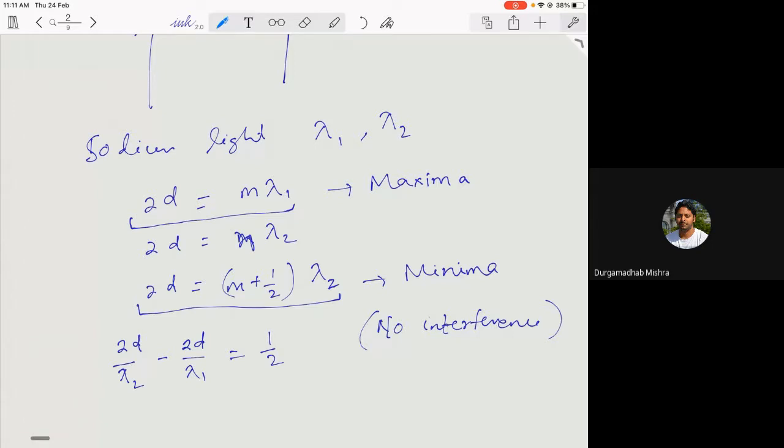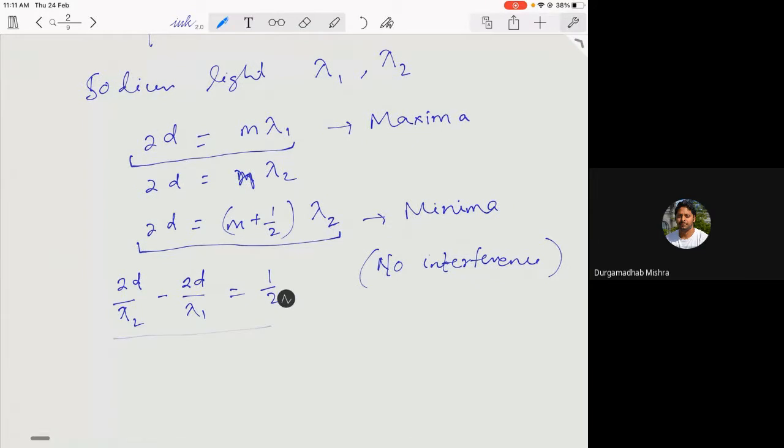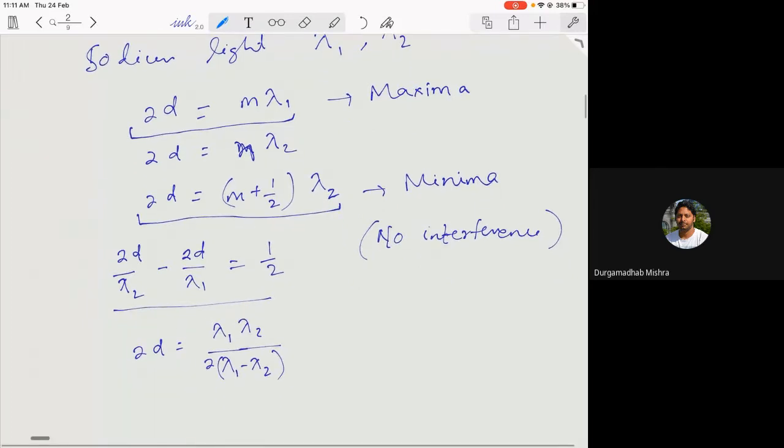If you simplify this relation, what we get is 2D equal to lambda 1 lambda 2 by 2 times (lambda 1 minus lambda 2). This is what this condition means. If you have two discrete wavelengths, this is the condition when you would observe no interference fringes, even if they are coherent beams.